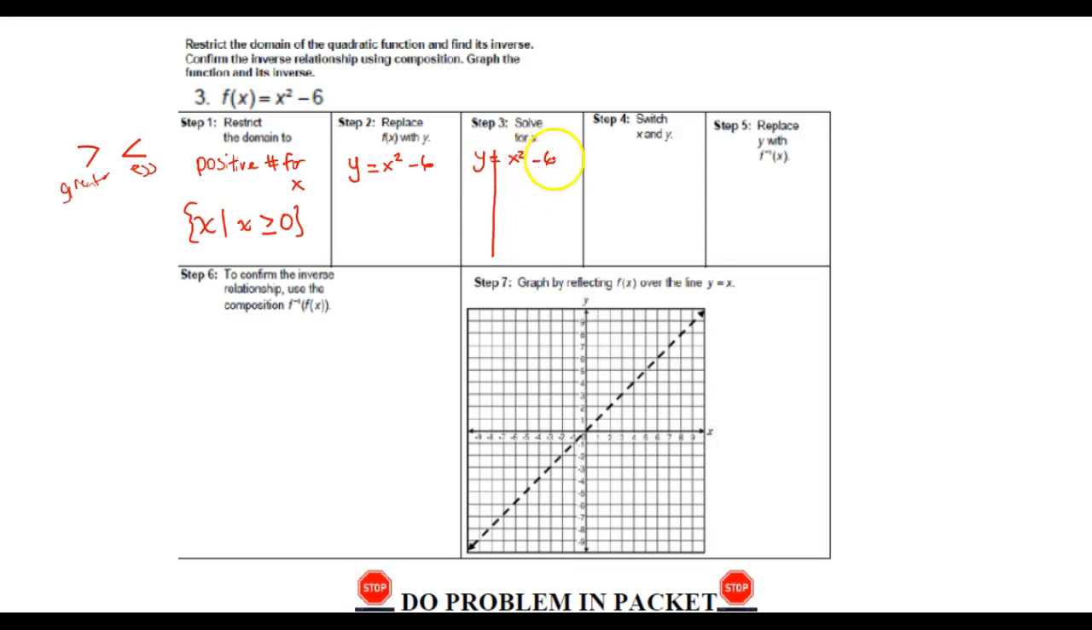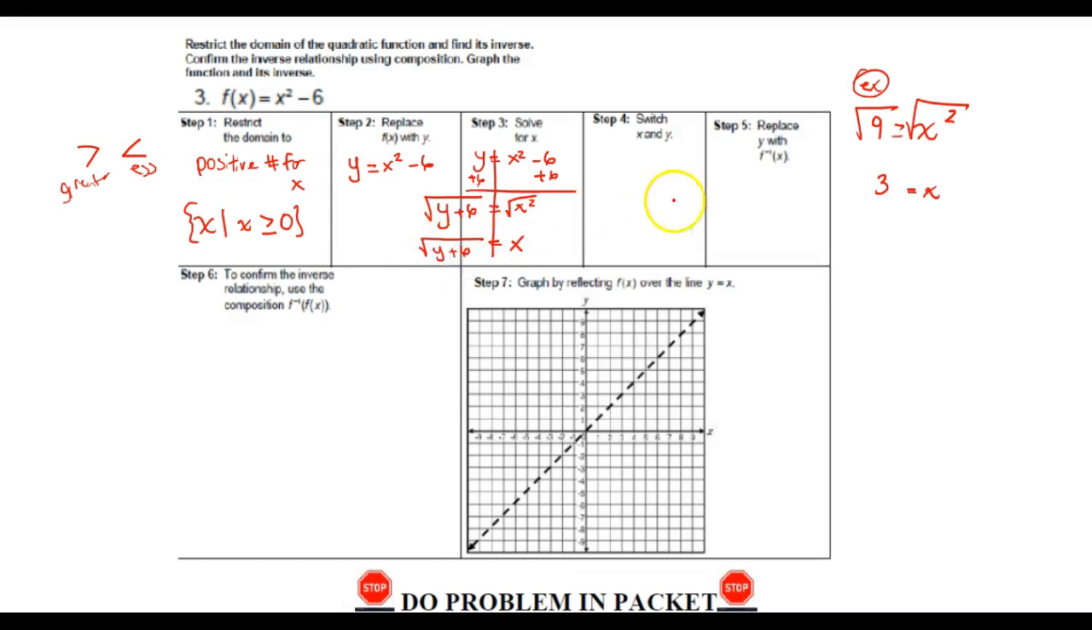What's the opposite of subtracting 6? Adding 6, right? So that'd be x to the second power equals y plus 6. By the way, if anything's squared and you need to get rid of it, the opposite of that is to square root it. So an example of that would be x equals square root of 9 is 3. In this case here, we'll square root both sides, and I'm left with x equals the square root of y plus 6.